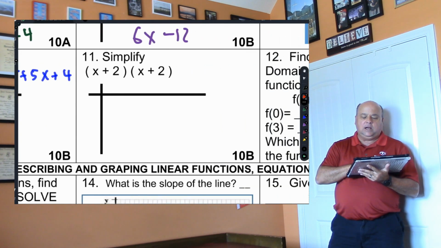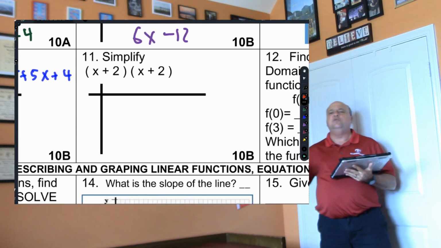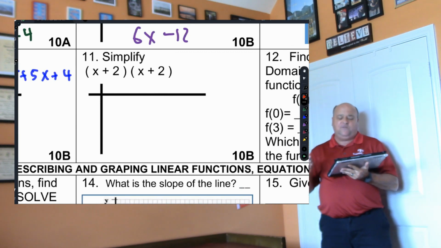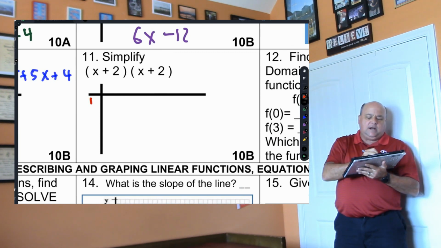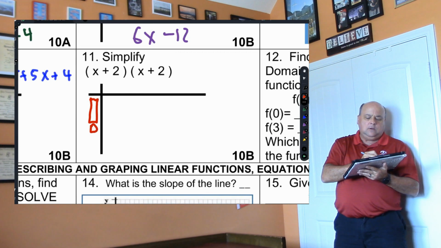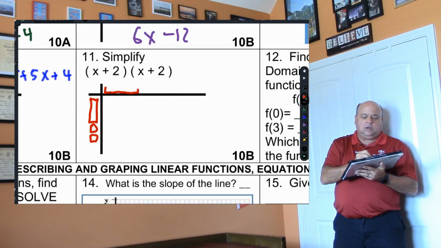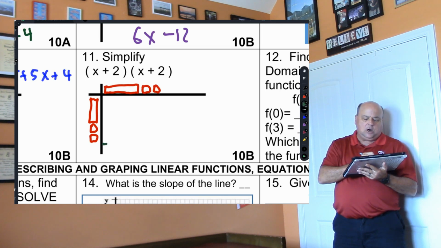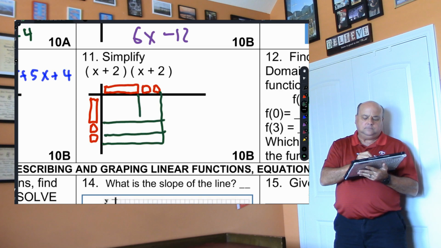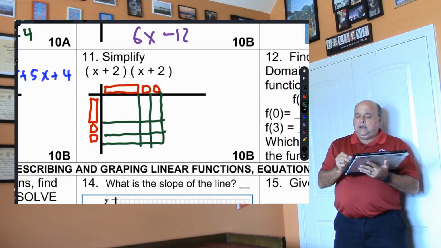Okay, let's go to number 11. The fun continues. Fun, fun, fun. On this one right here, we have x plus 2 times x plus 2. So we got the same thing, don't we? So we're going to draw our answer rectangle, slice it up, and then get our answer.